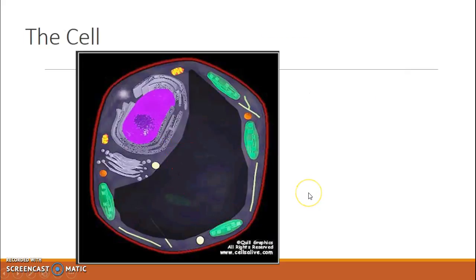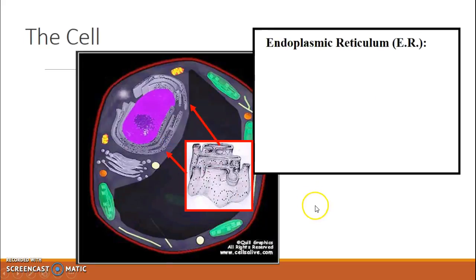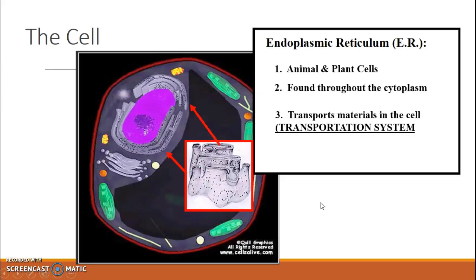Okay, the next one is the endoplasmic reticulum. But again, that's such a big word. We shorten it and call it the ER. This, again, is found in plant and animal cells, okay? And its main job is transportation system. On your notes, underline transportation system. Okay, it transports those proteins that were made throughout the cell. So that's all it does, is it moves them throughout the cell.